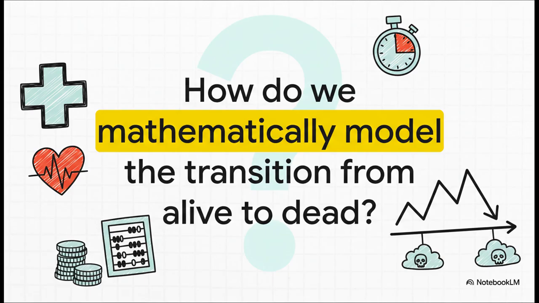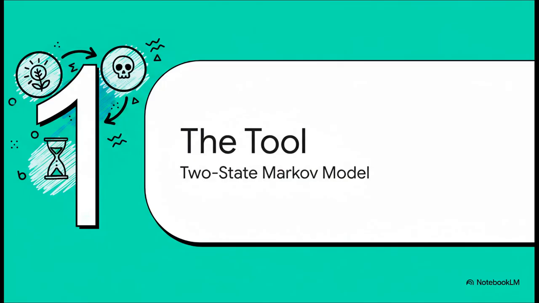How do you mathematically model that huge uncertainty? The transition from being alive to, well, not. How do you put a number on mortality itself? The answer, it turns out, lies in this really elegant and powerful tool that actuaries and statisticians use. It's called the two-state Markov model.